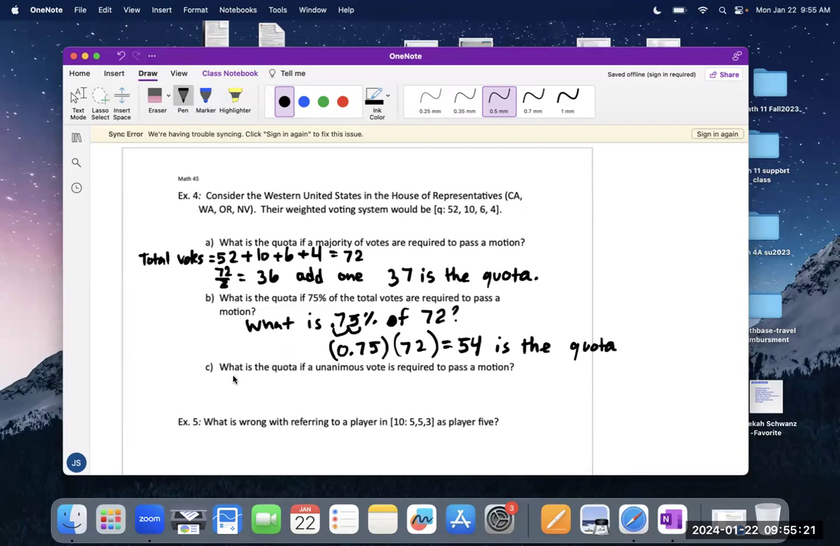Okay. What is the quota if a unanimous vote is required to pass a motion? Unanimous means everybody has to agree on it. Everybody has to say yes. So that would just mean that all 72 people would have to vote yes. So 72 would be the quota.